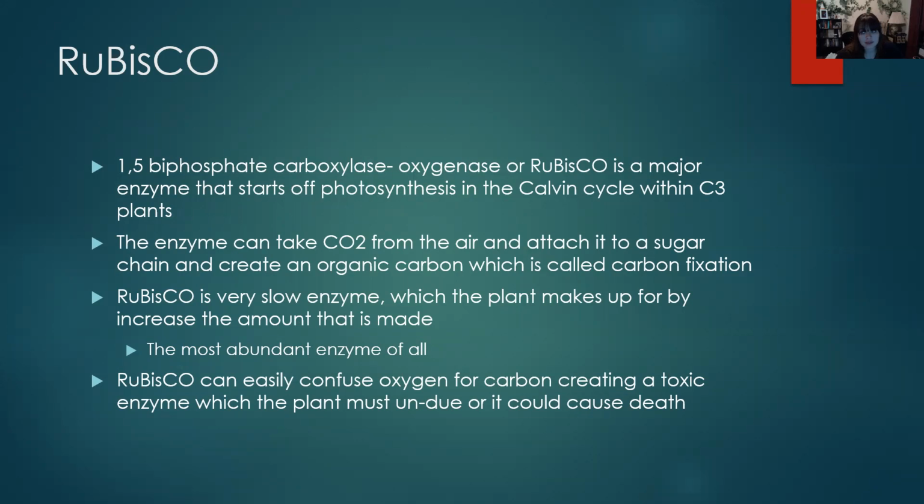Rubisco, it's a very, very slow enzyme. A lot of enzymes can do about 10^6 to 10^7 reactions per second, but Rubisco can only do 3. So the plant makes up for this by creating just so much Rubisco, and this is the most abundant enzyme that's ever been made.